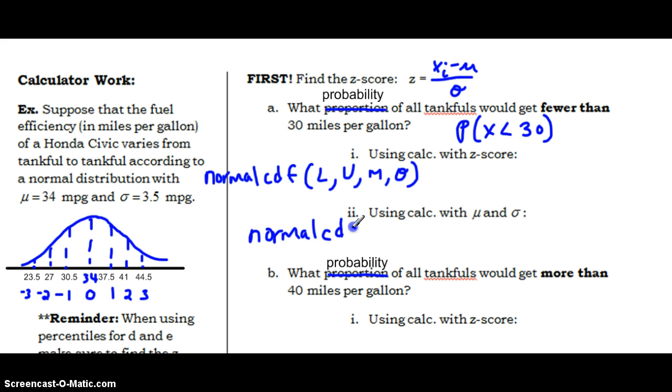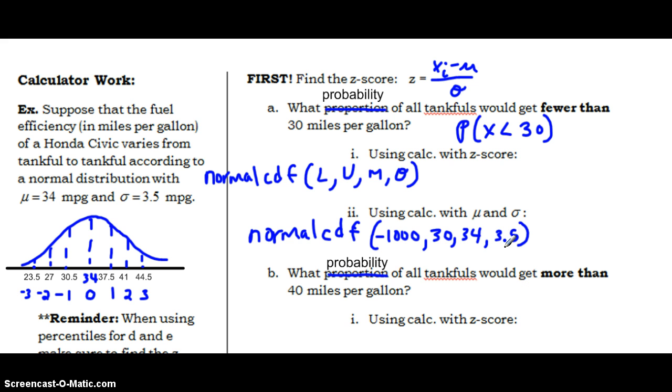So we're going to be going to the normal CDF on the calculator and put the lower limit. So we're looking for all the values less than 30. So I'm going to just represent all the values less than 30 as negative infinity, and I'm going to call that negative 1,000. And then, so all the values to 30 is what we're talking about. So our upper would be 30. And then our mean for our example, they give us is 34. And our standard deviation is 3.5.